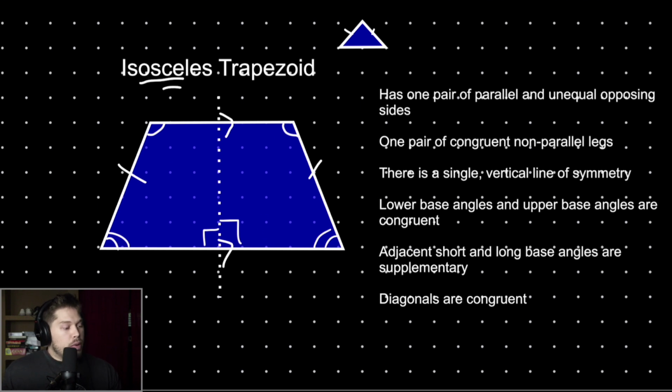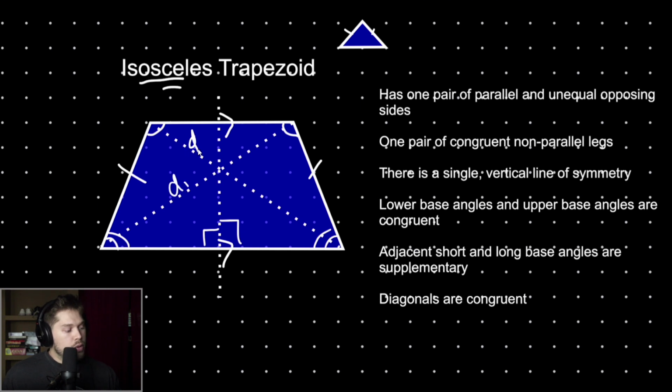And another property for isosceles trapezoids is that the diagonals from corner to corner will be congruent as well. They will have the same length. Diagonal 1 will be equal to diagonal 2 in length.